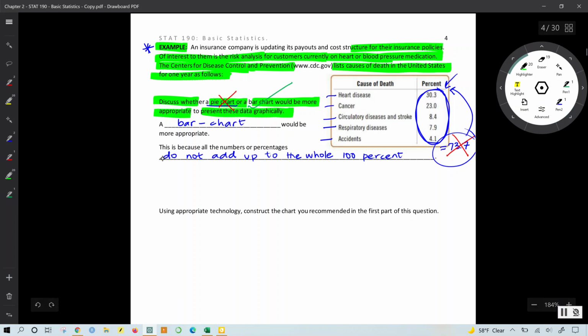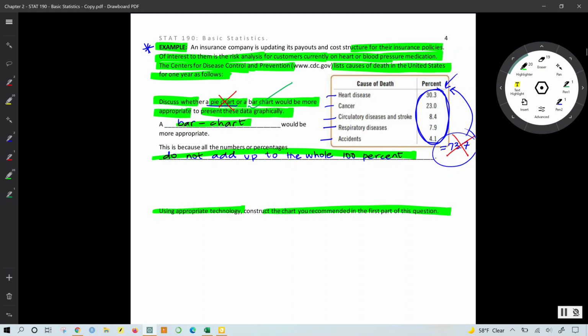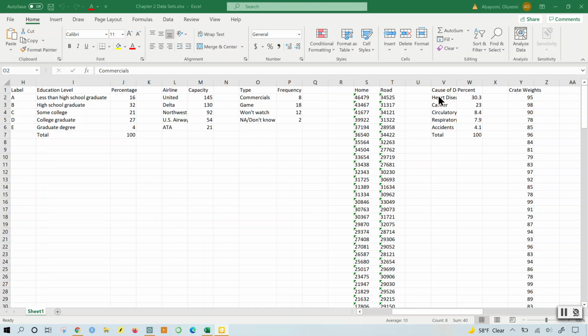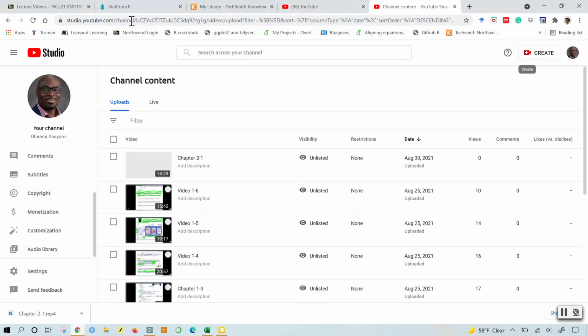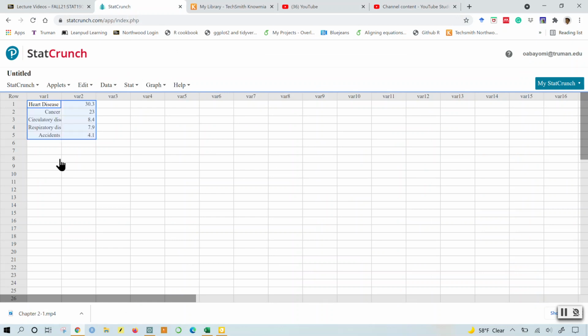Having provided the reason why it cannot be a pie chart, it is now time to use appropriate technology to construct the bar chart that we recommended in the first part of this question. So let's go back to StatCrunch. Here I am in the data set in Excel. I'm going to click in here and copy this. I won't copy the total, just the different categories. I'm going to copy that, Control C, and take that into StatCrunch. And here I go. I'm going to paste it there.